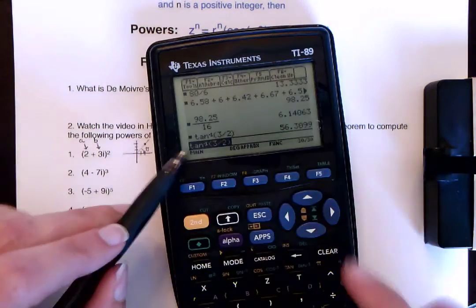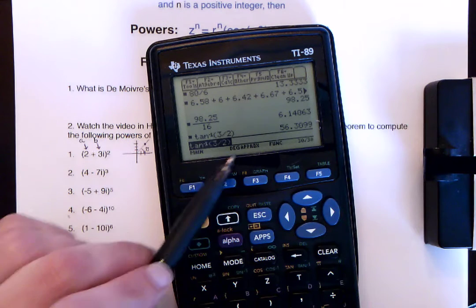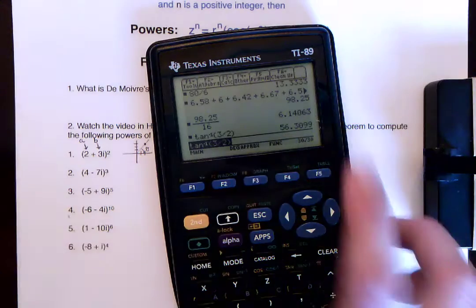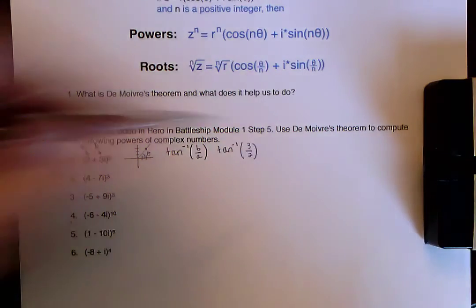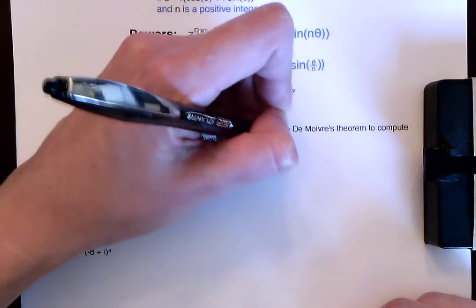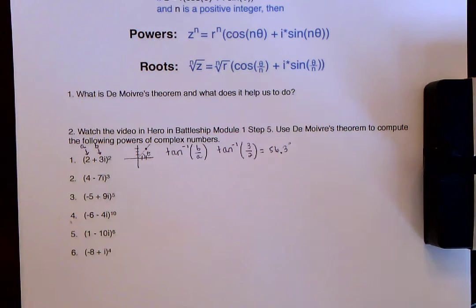When I do that, I typed in inverse tangent of 3 over 2, and I ended up getting about 56.3 degrees. So we'll use that, 56.3 degrees.